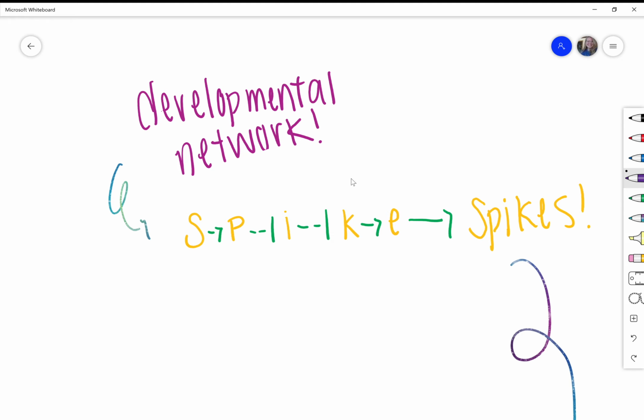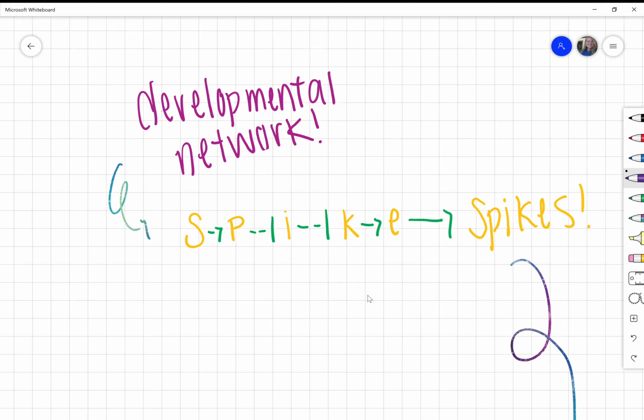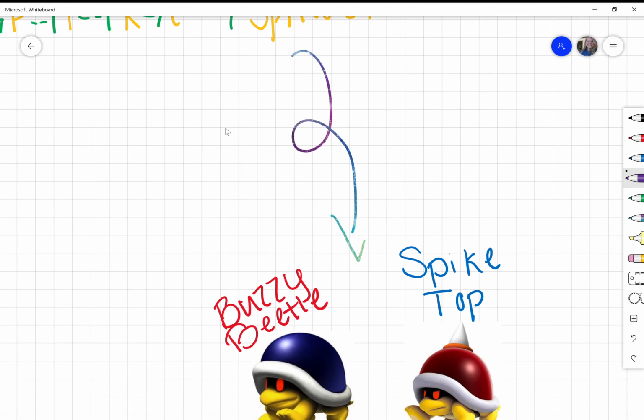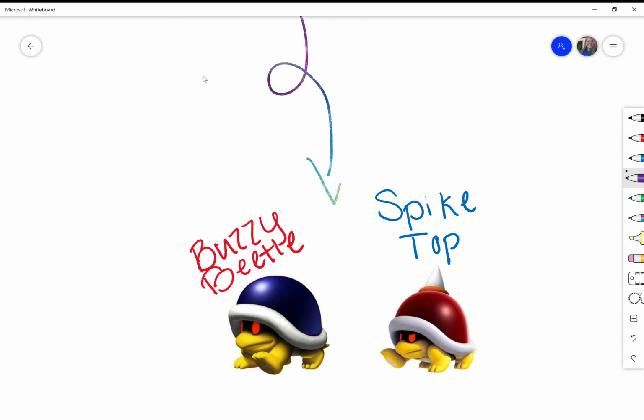So I'm doing prompt 6-1 about developmental networks, specifically the developmental network that creates spikes. In this example, I'm going to be using the Super Mario Buzzy Beetle and Spike Top. In beetles, there's a developmental pathway that creates the appearance of a singular spike on top of their head, shown here with the Spike Top.